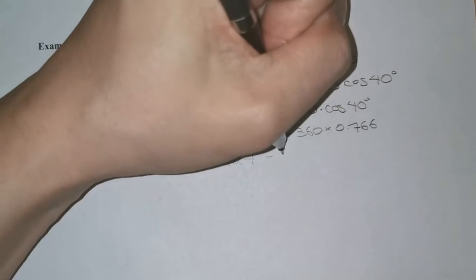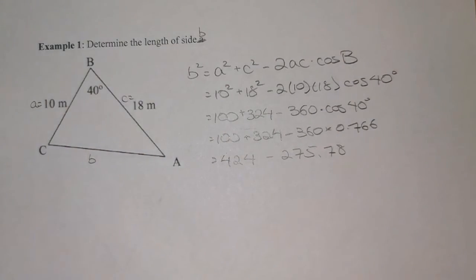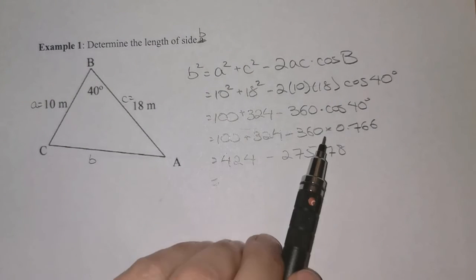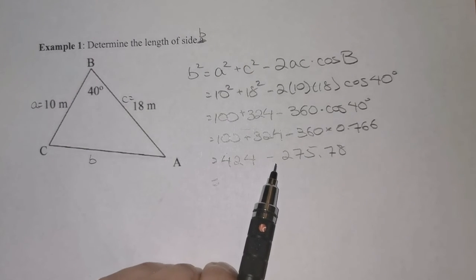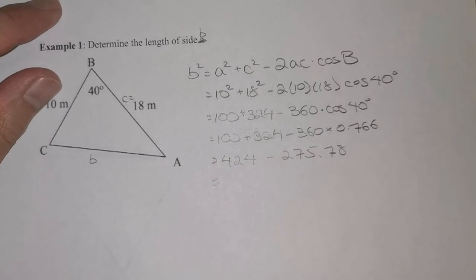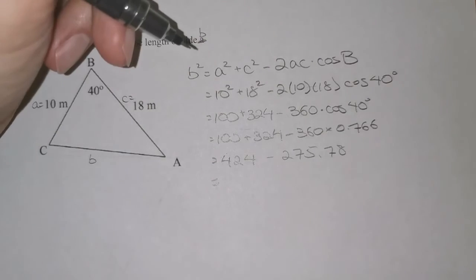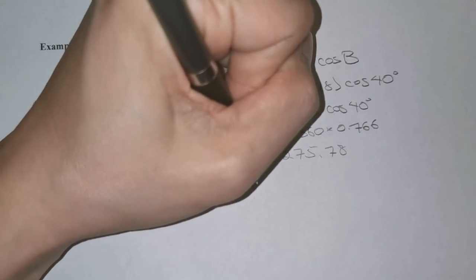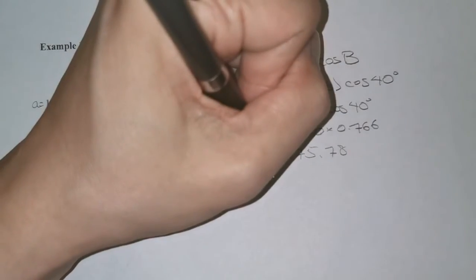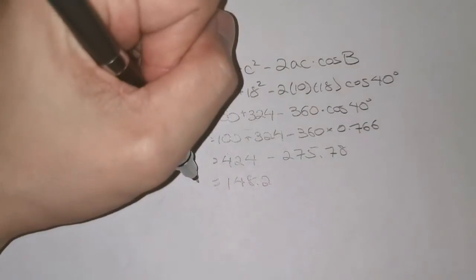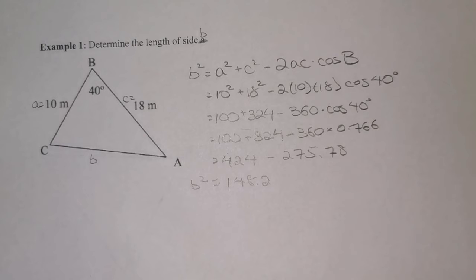And that gives me 275.78. So after you do this part, then you subtract at the very end. So I'm going to minus 42. So we get 148.22. So that's our b squared.